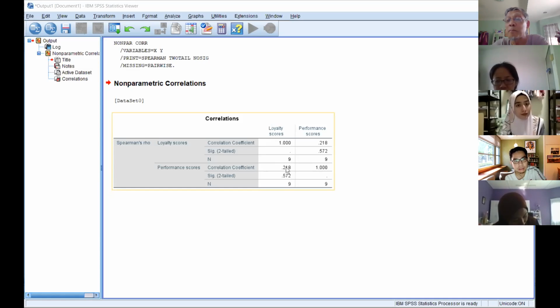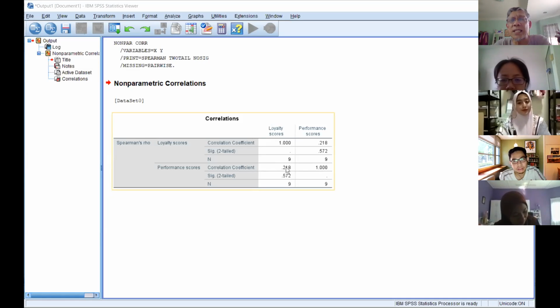Anybody want to respond? What are the variables involved in this analysis? Loyalty and performance. Loyalty score, performance score. Loyalty and performance. Okay, that's right. Question number 1 done. Looks easy, right?